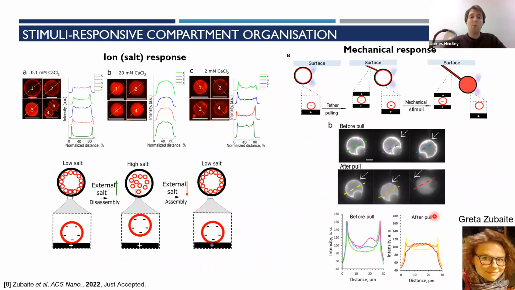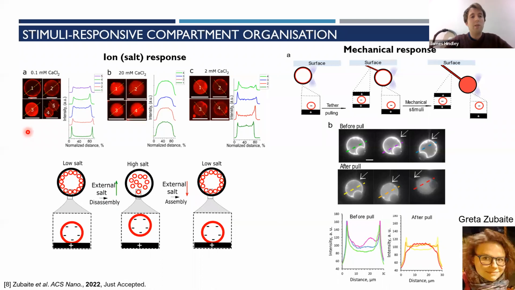So beyond controlling compartmentalization, what we showed is that we can modulate this in a stimuli-responsive manner. First of all, we can control the iron or salt concentrations in our local environment, and these synthetic cells can respond to them. As we increase salt, we dampen the electrostatic interactions between membranes, and so internal compartments that are bound to the GEV membrane will drop off into the lumen.